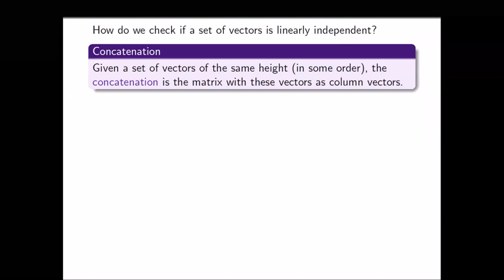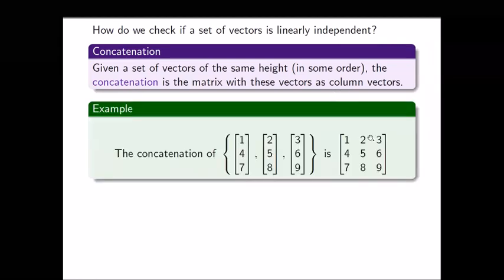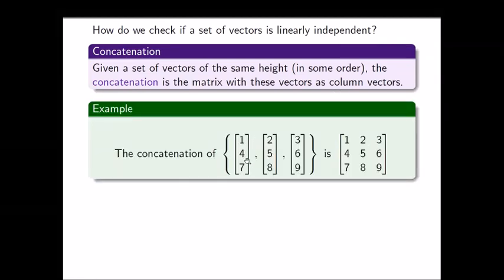So this begs the question, how do we check if a set of vectors is linearly independent? I want to define the concatenation of these vectors. Given a set of vectors of the same height in some particular order, the concatenation is just the matrix with these vectors as column vectors. For example, if I have these three vectors, (1, 4, 7), (2, 5, 8), (3, 6, 9) in this particular order, its concatenation is just going to be the matrix where each column vector is one of these vectors.